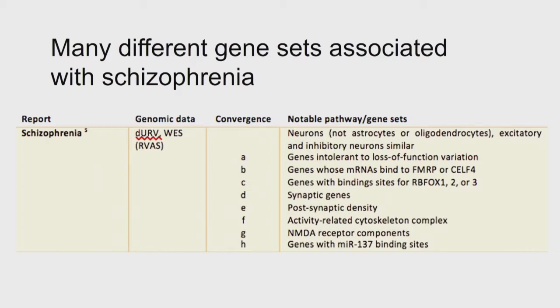You can of course do gene set analysis, which people have done for schizophrenia. The risk genes for schizophrenia are basically neuronal. They're genes intolerant to loss-of-function variation, genes that bind FMRP, or RBFOX, with higher enrichment of synaptic genes. This has been debated right now, but also genes binding microRNA. Okay, so that's where we stand.